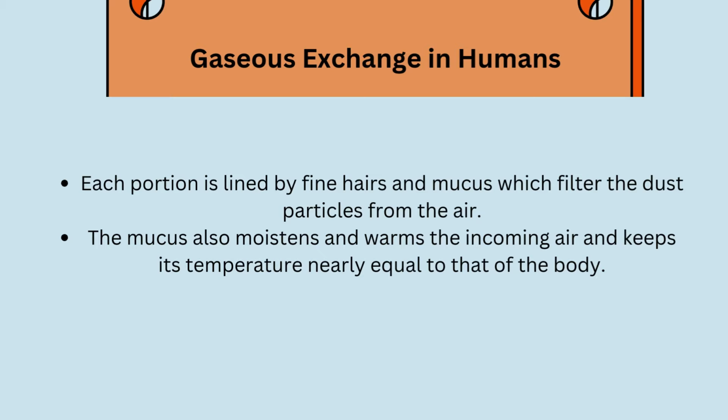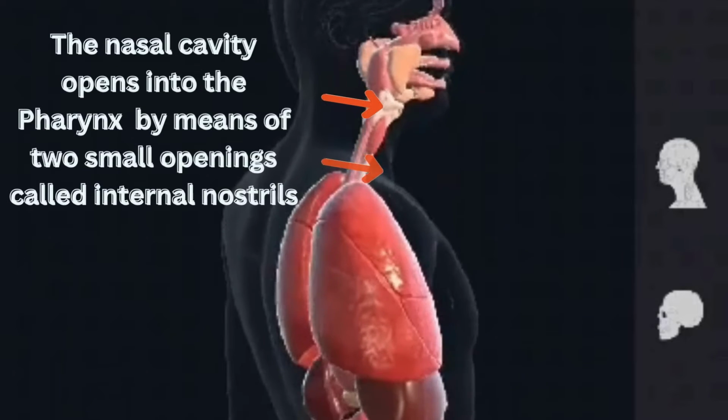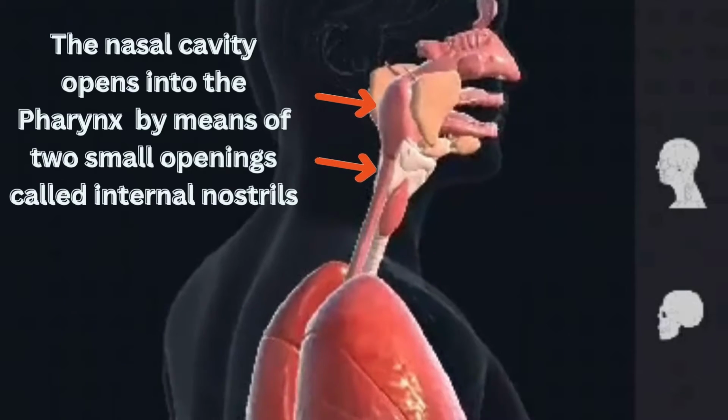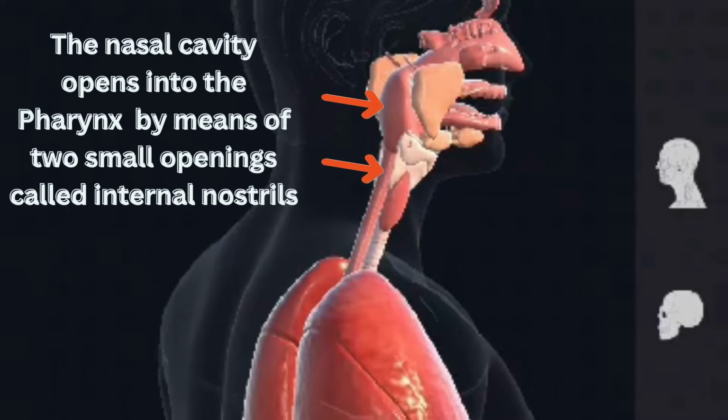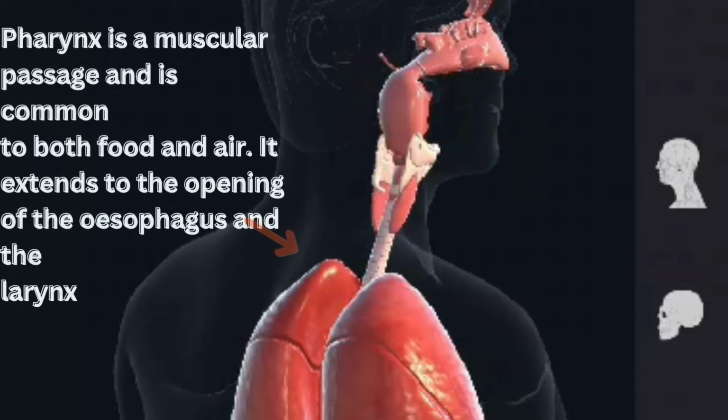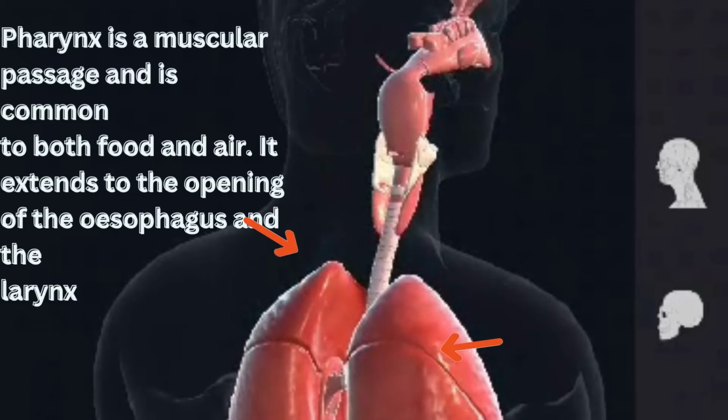Pharynx is a muscular passage and is common to both food and air. Pharynx extends to the opening of the esophagus and the larynx. The air goes from the pharynx into the larynx, and we know that glottis is a narrow opening at the floor of pharynx which leads into the larynx. The glottis is guarded by a flap of tissue called the epiglottis.